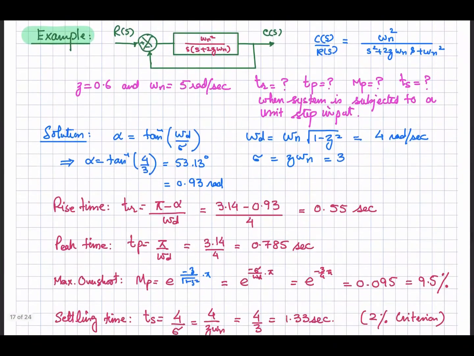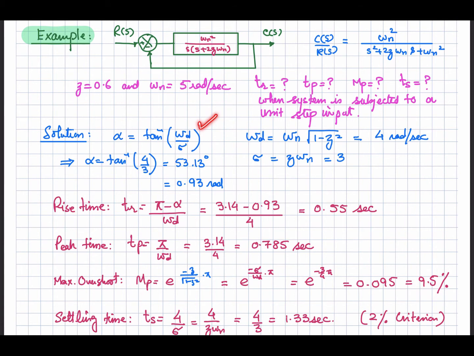Okay, now another example for this system is given to you, that this is the second order system with unity feedback. The zeta is 0.6, the natural frequency is known, and rise time, peak time, overshoot, and settling time are to be determined when the system is subjected to the unit step input. So very easy, you just have to use the formulas and calculate the values for all of these. So alpha, as we already know, is given by this equation, omega d by sigma.